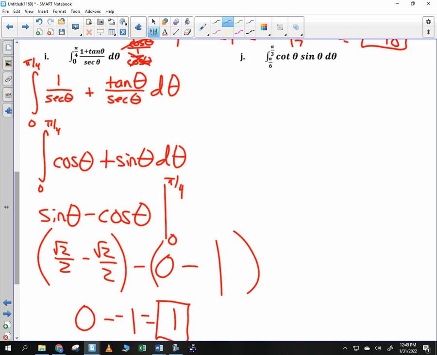Last example. Cotangent times sine. What would you do? I mean, what if I just rewrite them in terms of sine and cosine? What happens? Yeah, you can see the sines just go away, don't they? And so we're left with the integral from pi over 6 to pi over 3 of cosine of theta d theta.